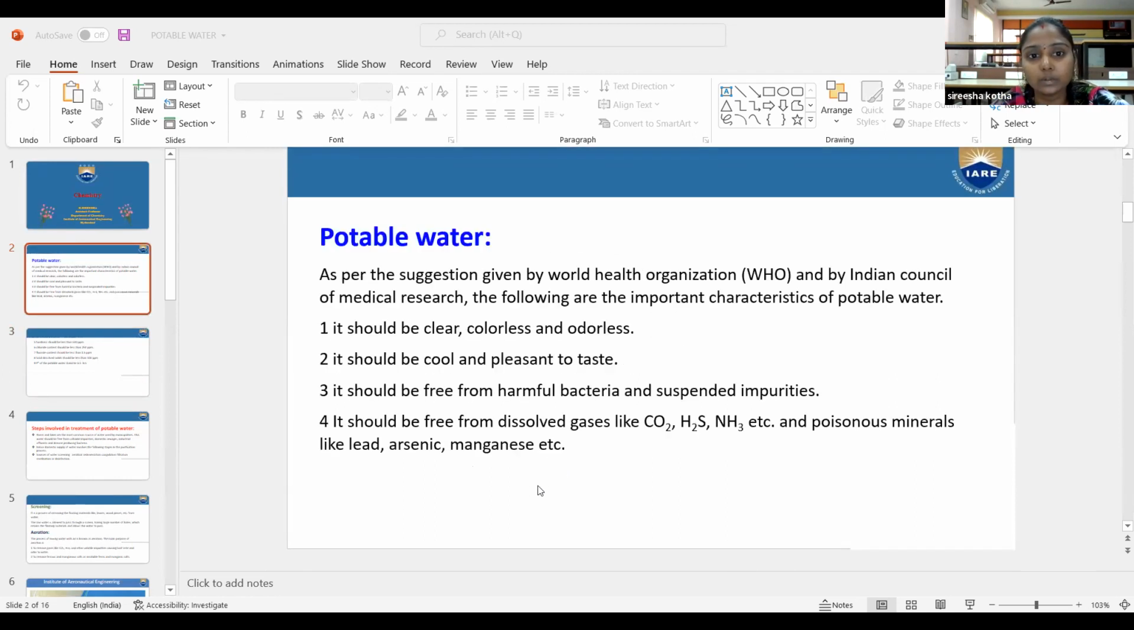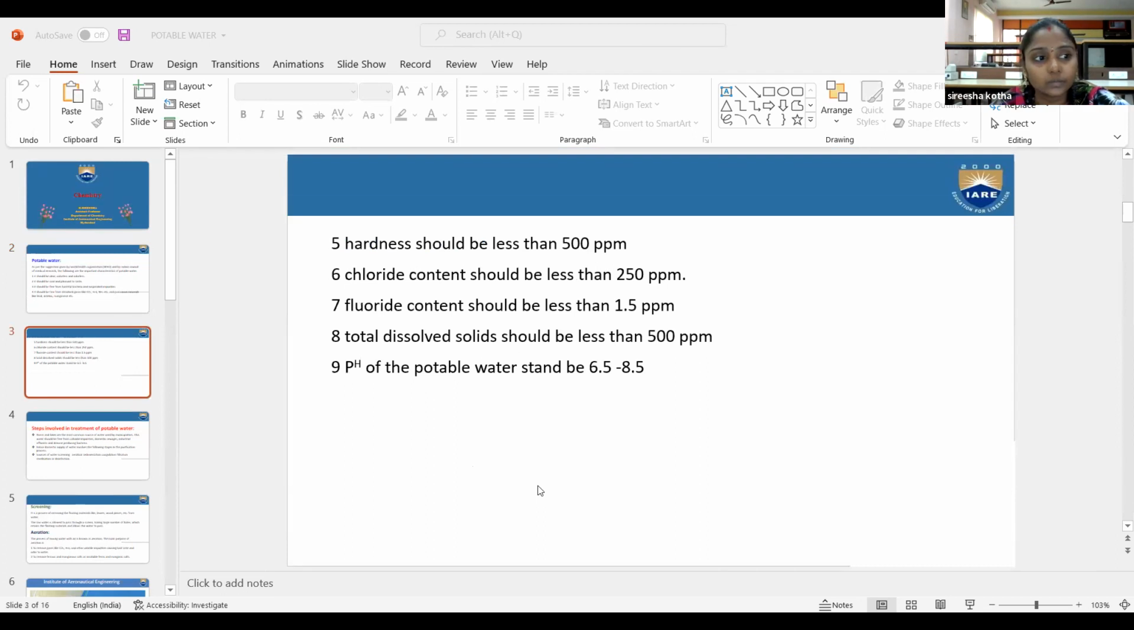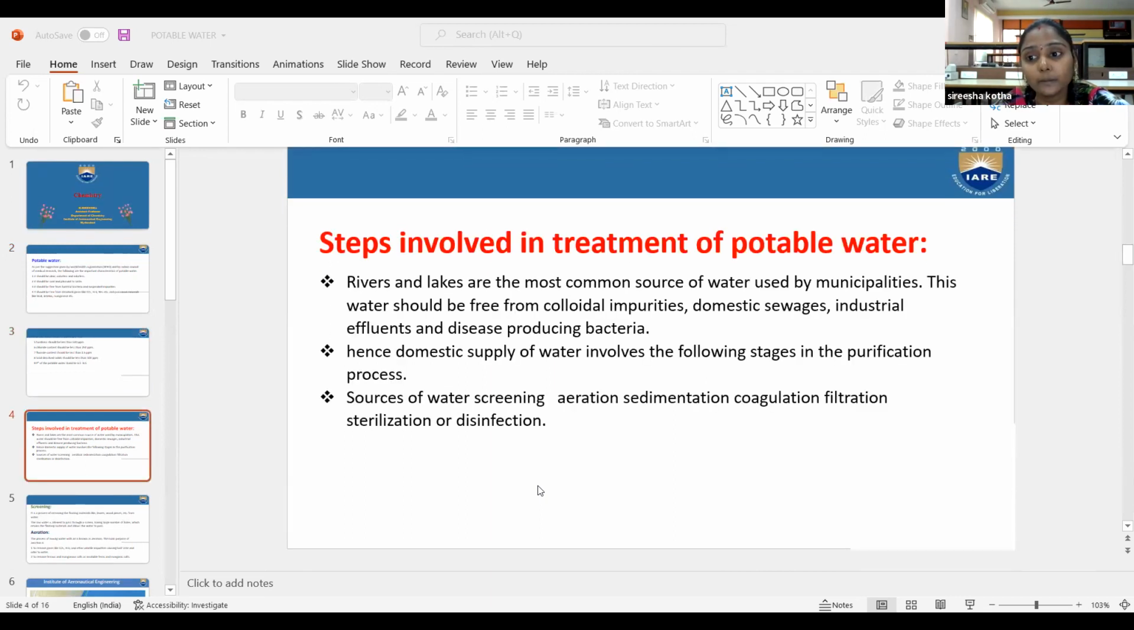So we have to get the potable water. How do we get potable water? Some steps are involved in the treatment of potable water.